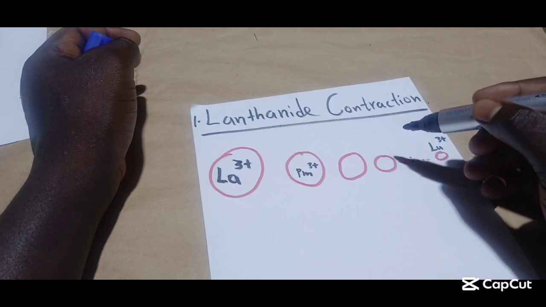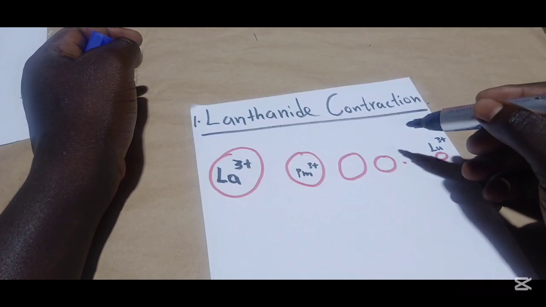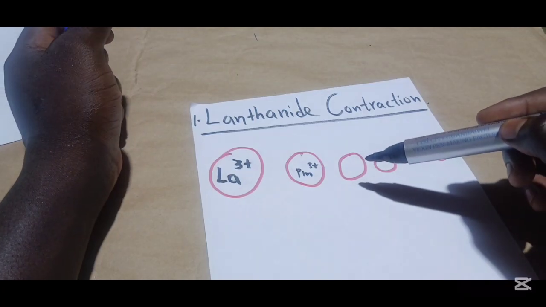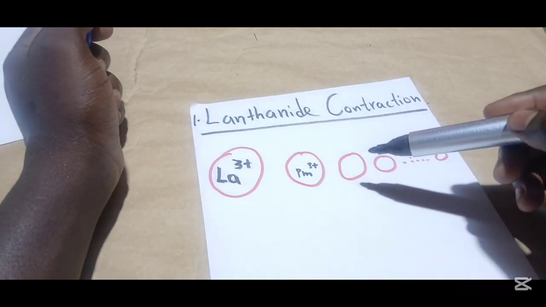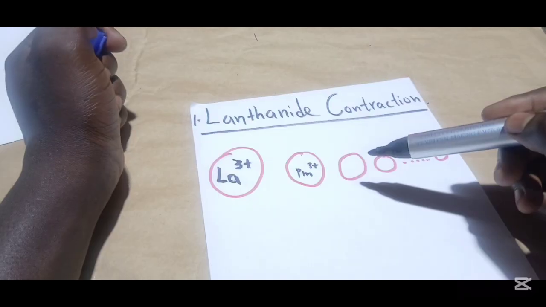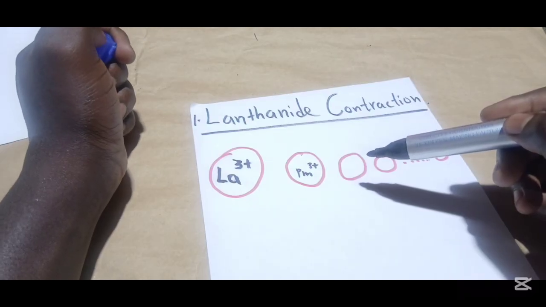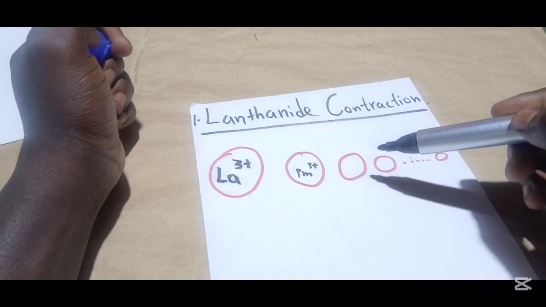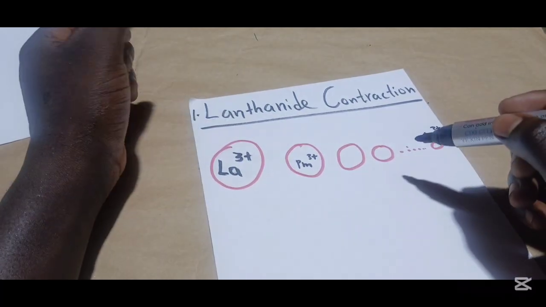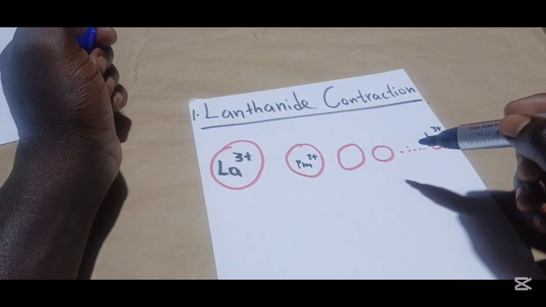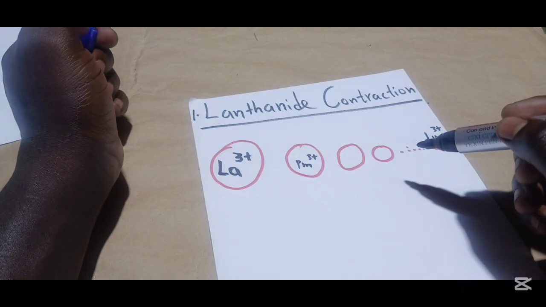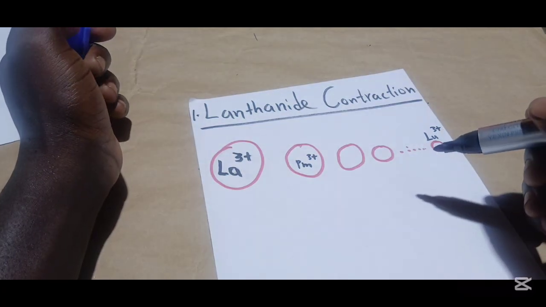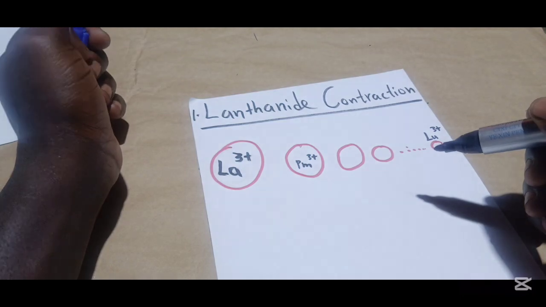Lanthanide contraction. This is a gradual decrease in atomic and ionic radii of lanthanide elements as the atomic number increases across the series. This occurs because the added electrons are filling the 4f orbital, right? The 4f orbitals, which are less effective at shielding the outer electrons from the increasing nuclear charge. So that is generally the definition of lanthanide contraction.